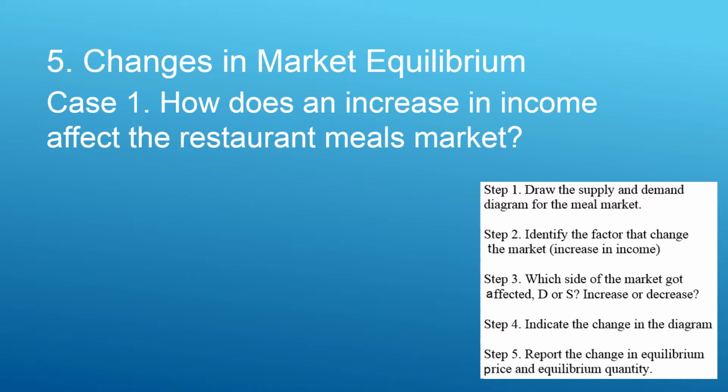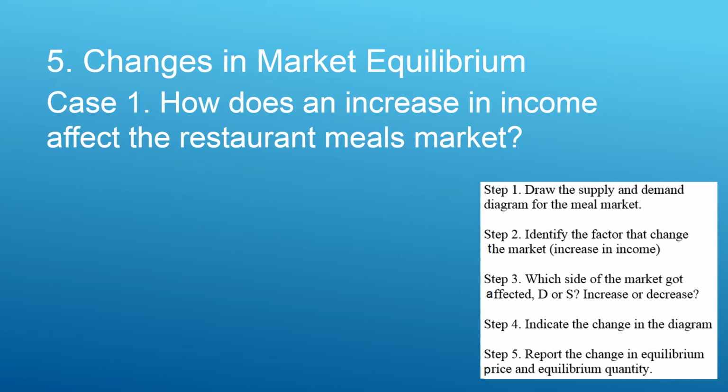After a market reaches its equilibrium, it's going to stay there for a while until some economic factor changes that can push the equilibrium to another position. So we are going to study that in this part. Case number 1, how does an increase in income affect the restaurant meals market?